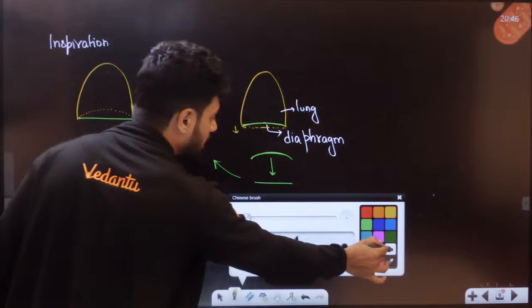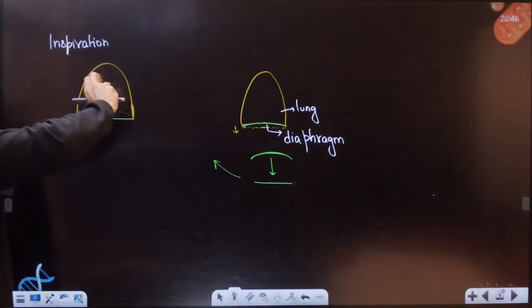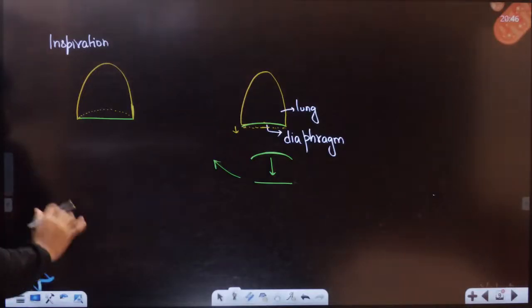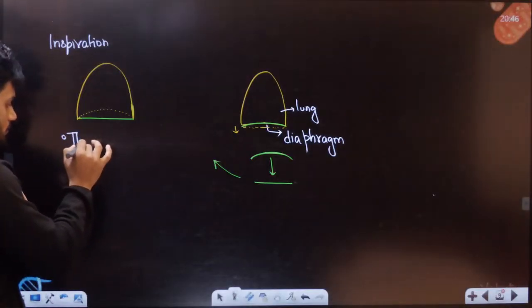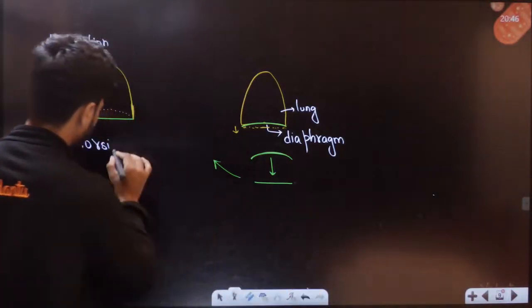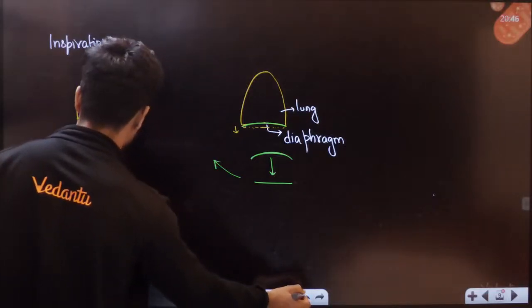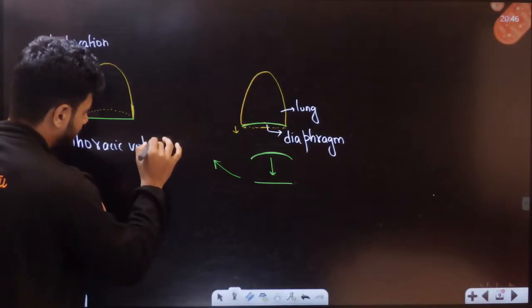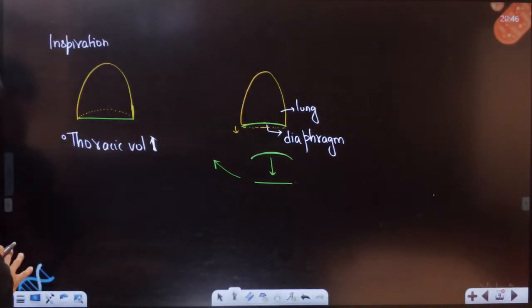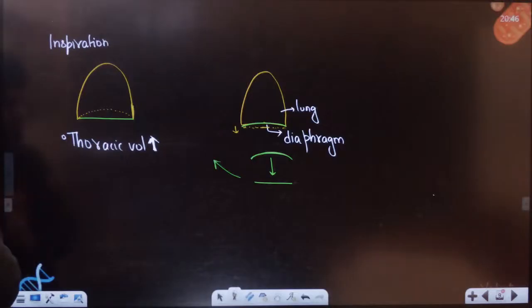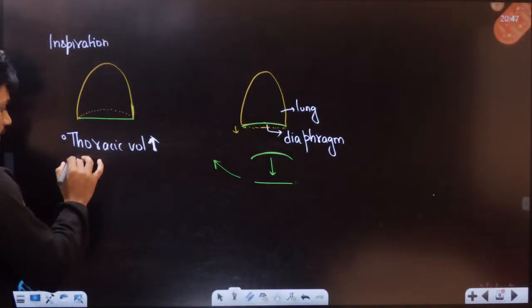So during inspiration, what happens, students? During inspiration the lungs are getting more space right now. Why? Because the thoracic volume is increasing. First of all, what is happening? One second, students. Thoracic volume is increasing. If thoracic volume is increasing, students, will the pulmonary volume increase? All of you, will the pulmonary volume increase?